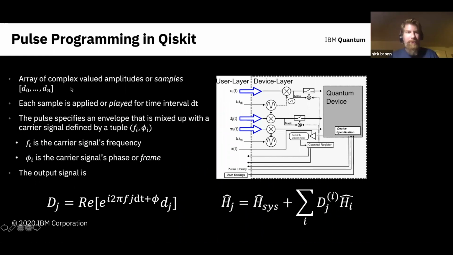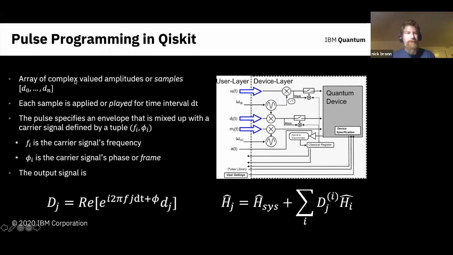Essentially each one of these values that you can specify in Pulse is a complex value. So there's an in-phase and quadrature, as we like to say in the microwave world, components. That just means complex numbers. And each one of these is played for an interval dt, which is essentially determined by the maximum sampling rate of the waveform generator itself. For our really good systems, one of which is publicly available, this is like 0.22 nanoseconds or so. So it's pretty high bandwidth.